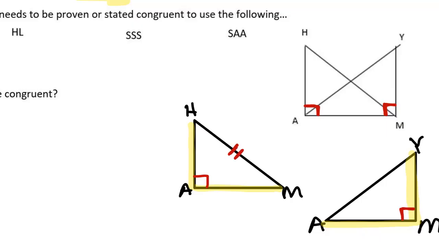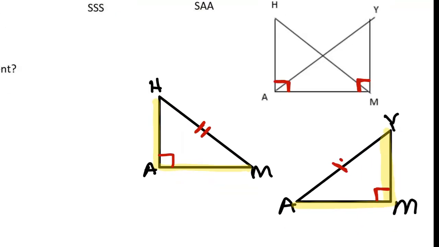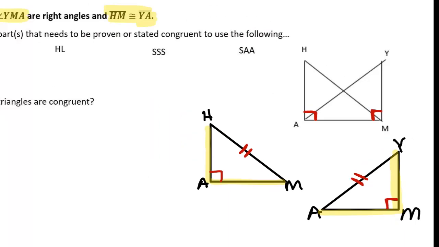HM and YA are congruent. HM is directly across from the right angle, which means we would call that side a what? It's across from the right angle. What do we call the side of a triangle that is across from a right angle?